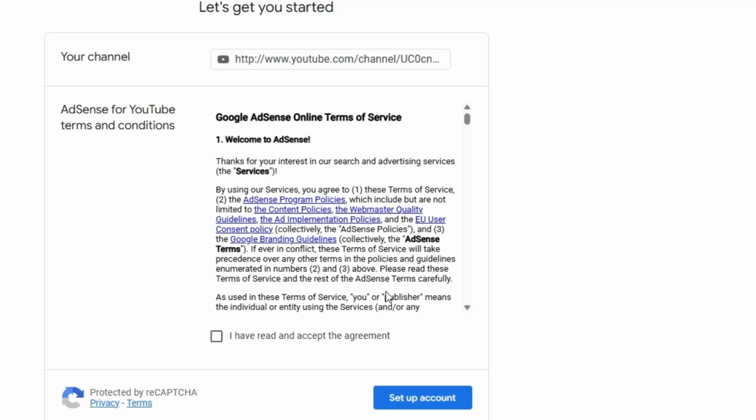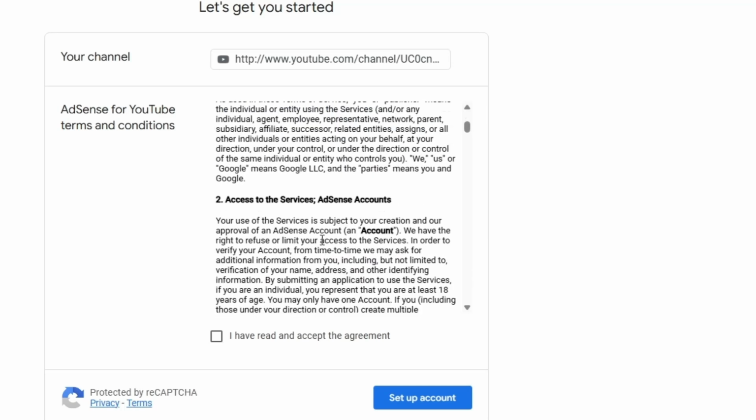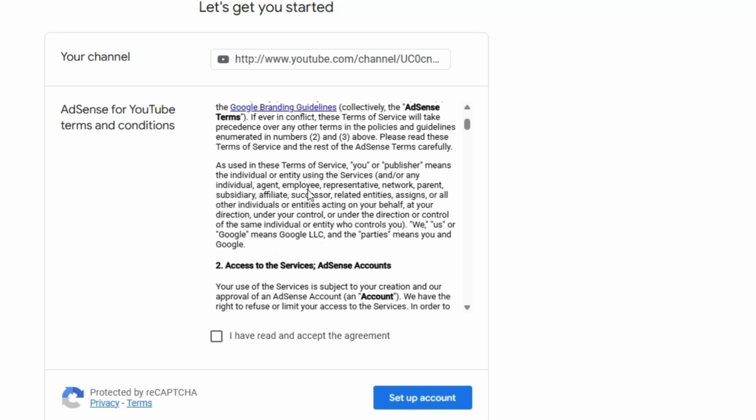Please read these terms of service and the rest of the AdSense terms carefully. As used in these terms of service, you or publisher means the individual or entity using the services, and or any individual, agent, employee, representative, network, parent, subsidiary, affiliate, successor, related entities, assigns, or all other individuals or entities acting on your behalf, at your direction, under your control, or under the direction or control of the same individual or entity who controls you. We, us, or Google means Google LLC, and the parties means you and Google.